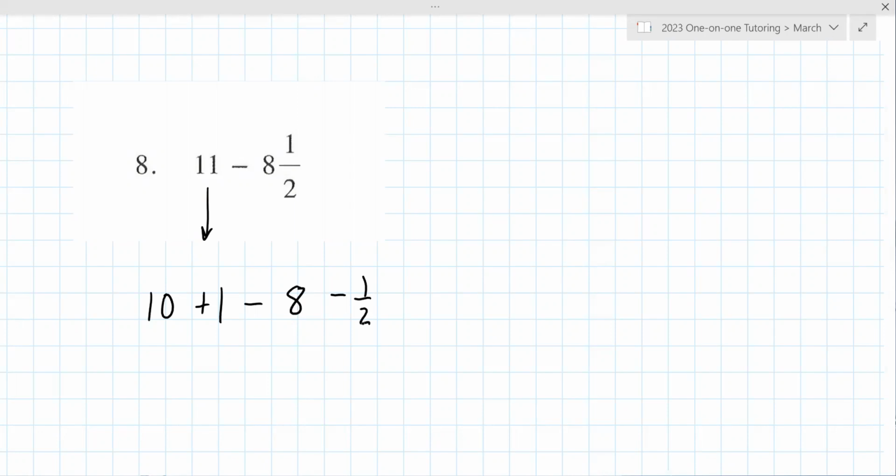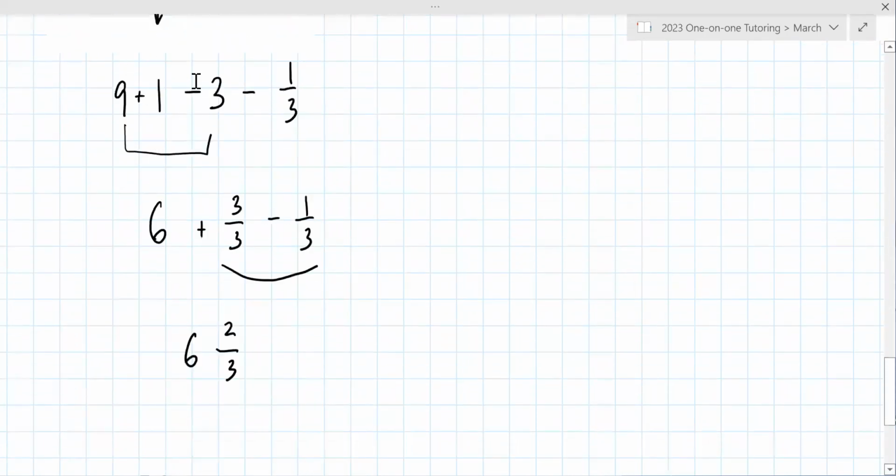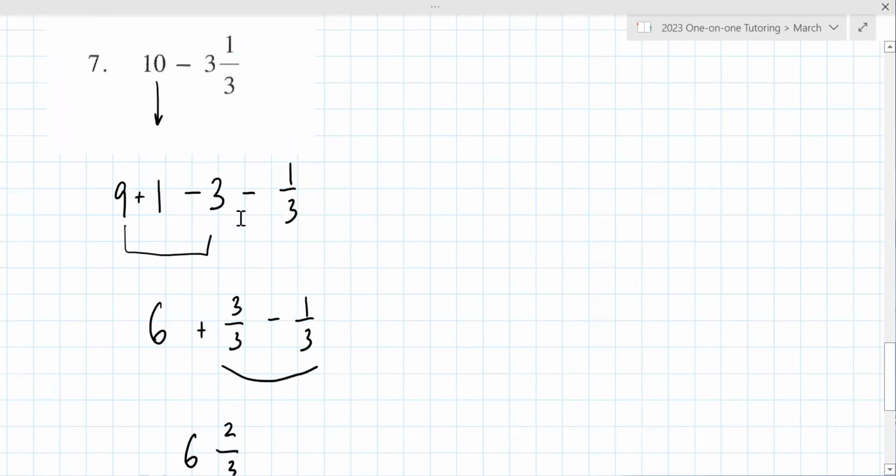I have a question. So in the last problem, it was the 9 plus 1 minus 3 minus 1/3. How did it change to 6 plus 3 over 3 minus 1 over 3? Oh, 9 minus 3. Okay. Yeah, you kind of skip over that 1 because you're going to use it with the 1/3. Okay.